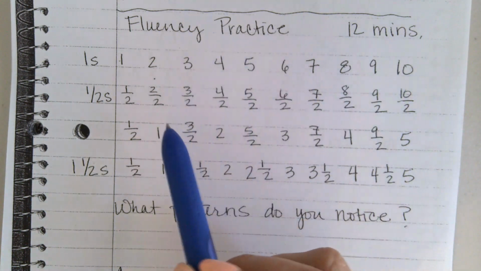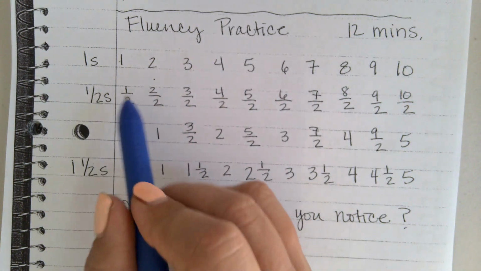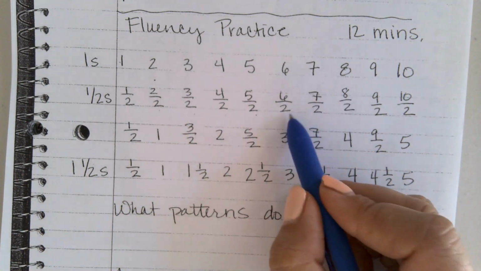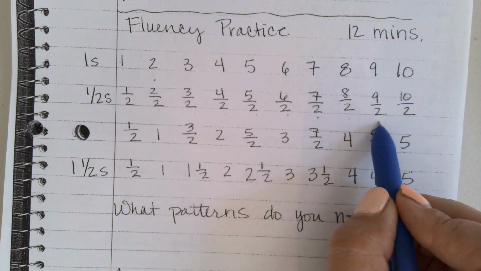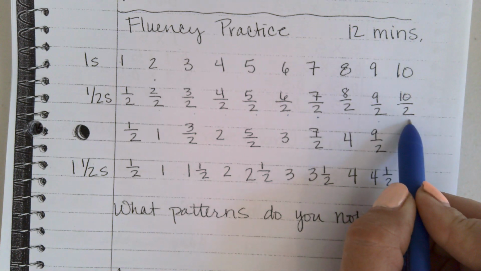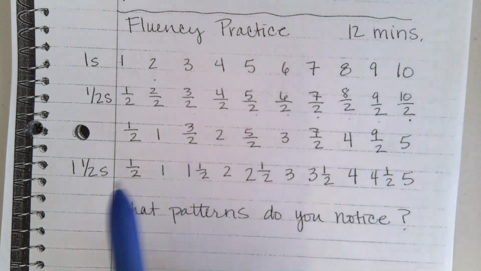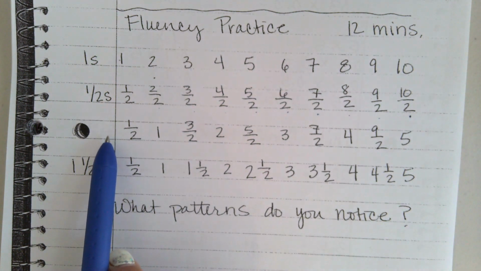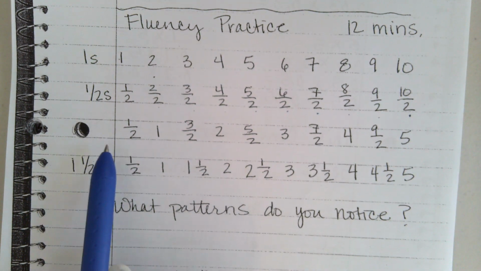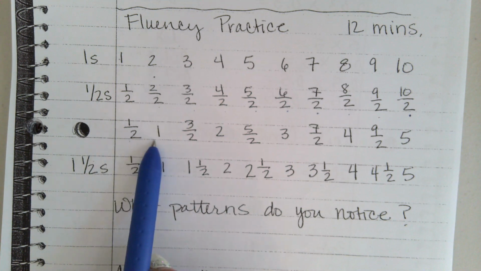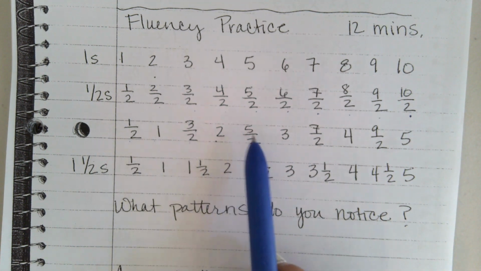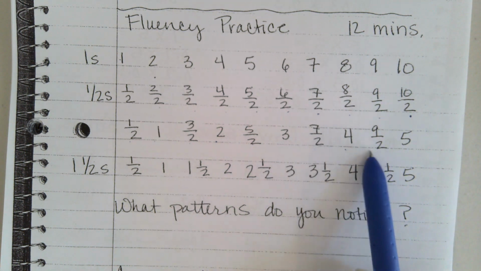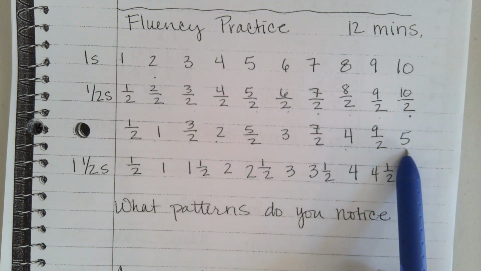Now, let's count by halves to 10 halves. So 1 half, 2 halves, 3 halves, 4 halves, 5 halves, 6 halves, 7 halves, 8 halves, 9 halves, 10 halves. All right, from there, let's count by halves again. But this time, when we arrive at a whole number, say the whole number. So 1 half, 1 whole, 3 halves, 2 wholes, 5 halves, 3 wholes, 7 halves, 4 wholes, 9 halves, 5.